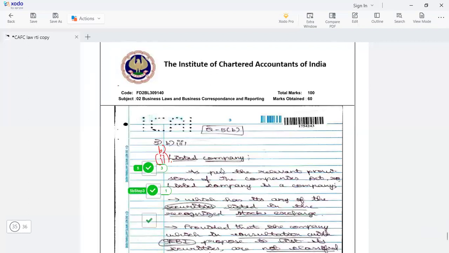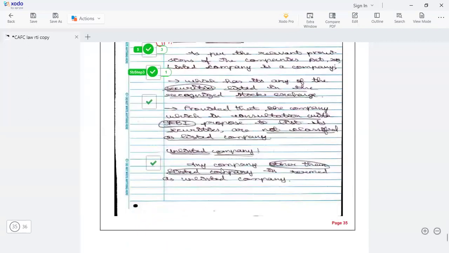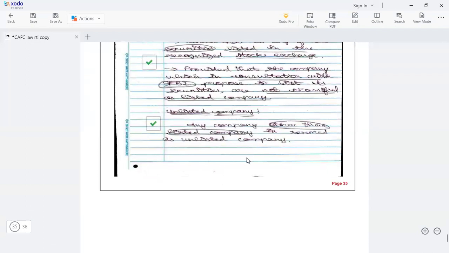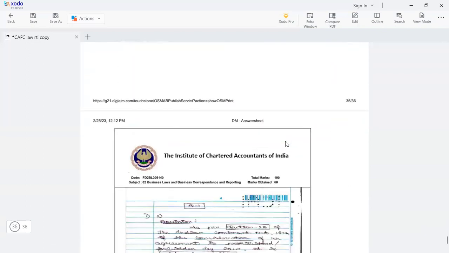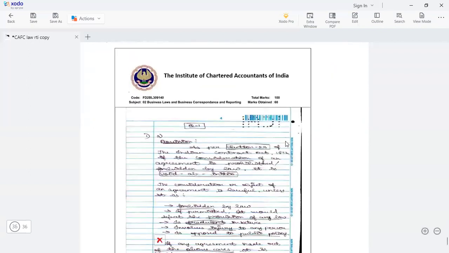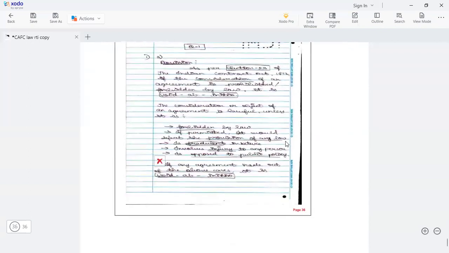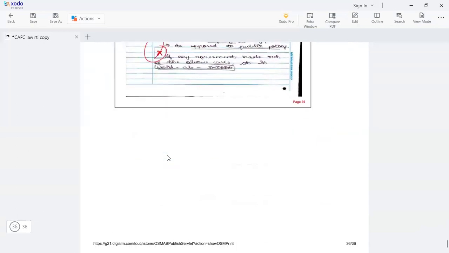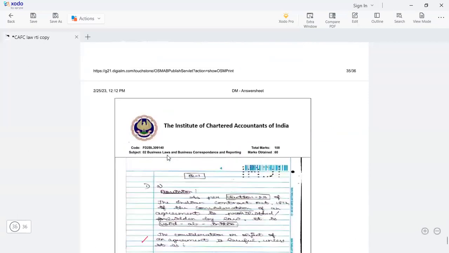Listed companies definition is given. The definition as per the provision is to be mentioned. Unlisted companies definition as per the provisions is to be mentioned. Now this paper has been scanned up and down, I guess. Then 1A, which was earlier, has been written over here, and the provision went wrong. So this student has been given 0 marks for the provision.